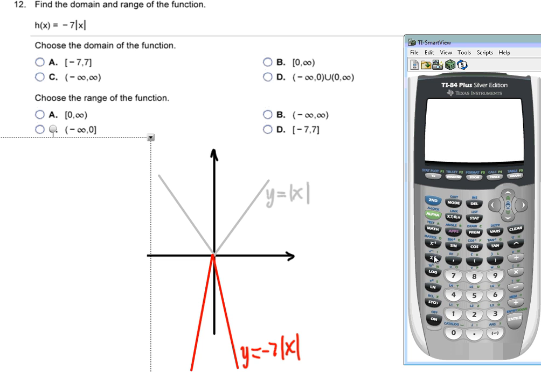So here's an example of y equals the absolute value of x. Then the negative reflects, which means it flips it down, and the 7 narrows it. So the graph should look something like that. We need to choose the domain of the function.